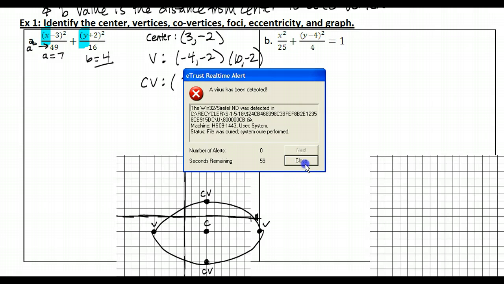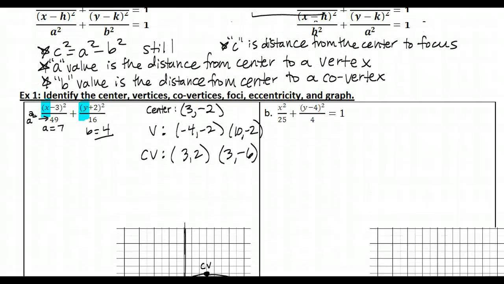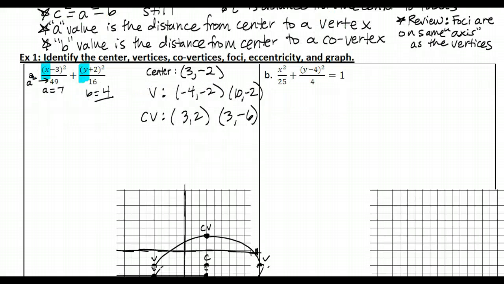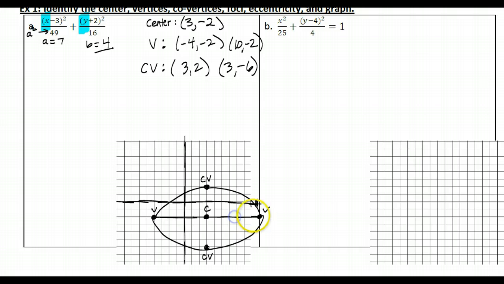And in this situation, since I was given the vertex and the co-vertex, graphing the foci doesn't really help me, but often we won't be given all that information, so I'll need the foci in order to find my other points. And now, a reminder from yesterday, which you have written down again, but just a quick review. The foci are on the same axis as the vertices. And what I mean is, in my situation, my vertices are going horizontally here, so the foci are going to be on that line somewhere between the two vertices.